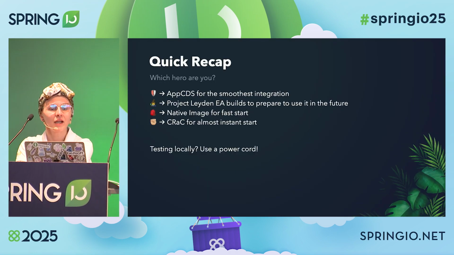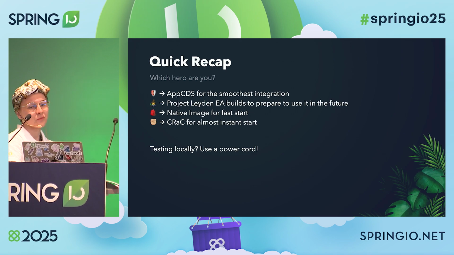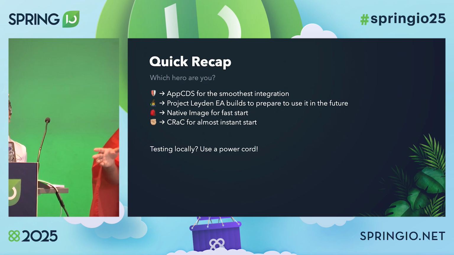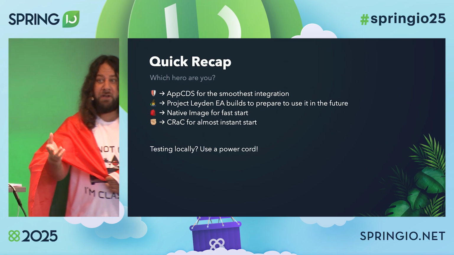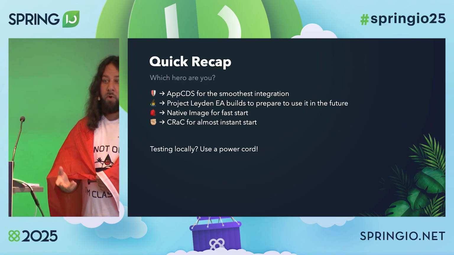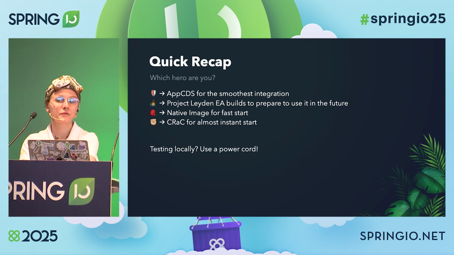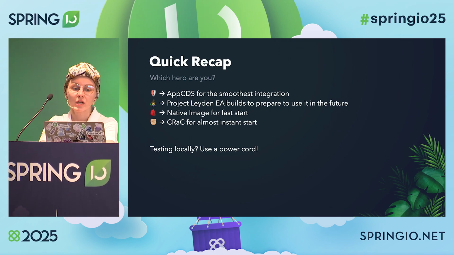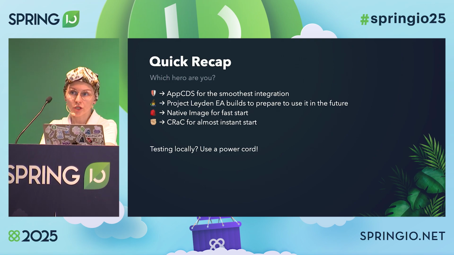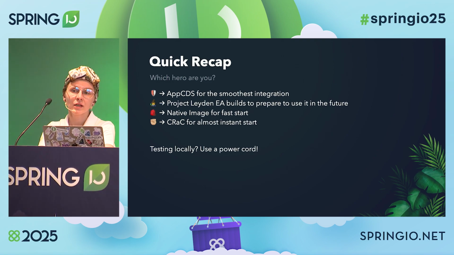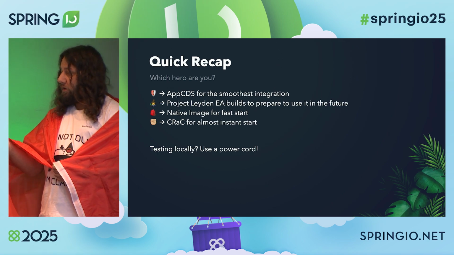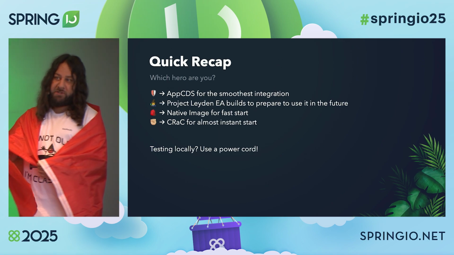A quick recap, shall we? Yes. So if you identify yourself as a conservative defender of your code base and of the money of your company, you will probably go with AppCDS. If you would like to wait a little bit and experiment and gather knowledge, you can watch and monitor the project Leyden, experiment with early access builds, and prepare for the migration in the future. And use AOT cache with Java 24 today.